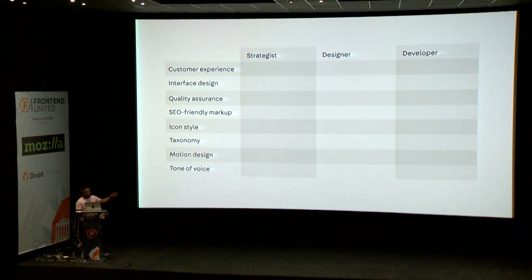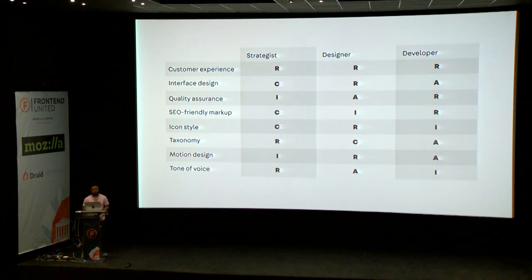On the other axis, you list all the tasks or topics that need to be covered to do successful work. So that could be everything from interface design, to the icon style, to the tone of voice, to taxonomy, to all sorts of stuff. Then you go through and you assign R, A, C, or I. Who is responsible for this thing? Who is accountable? Who is consulted? Who is informed?